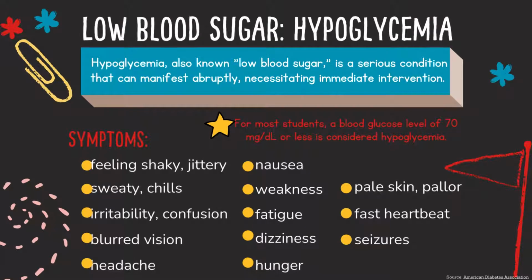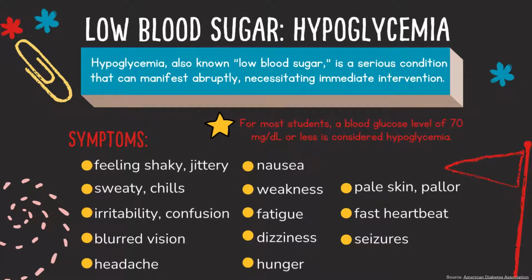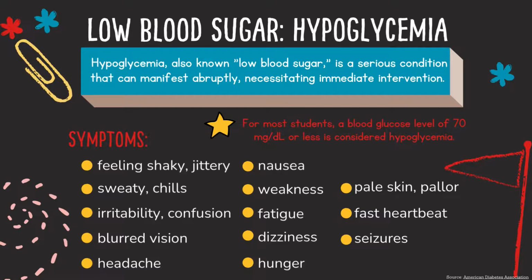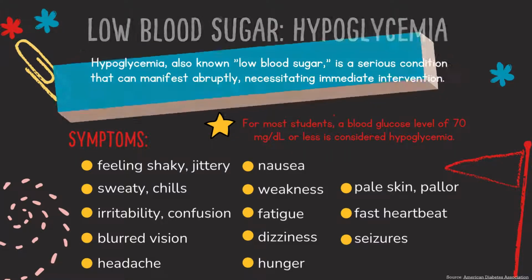This is a serious condition that can manifest abruptly, necessitating immediate intervention. An individual who is hypoglycemic may have symptoms including feeling shaky, jittery, sweaty, having chills, irritability, confusion, blurred vision, headache, nausea, weakness, fatigue, dizziness, hunger, pale skin, pallor, fast heartbeat, and in severe cases, seizures.